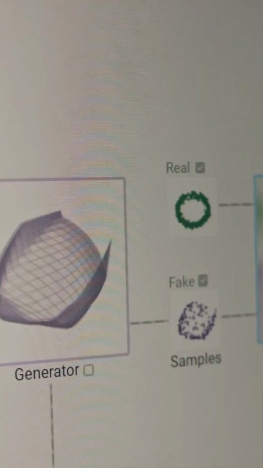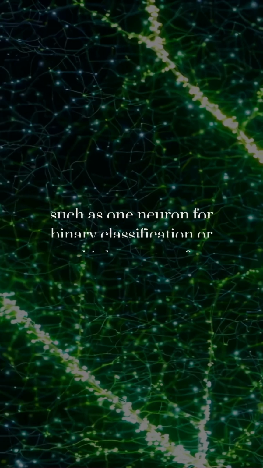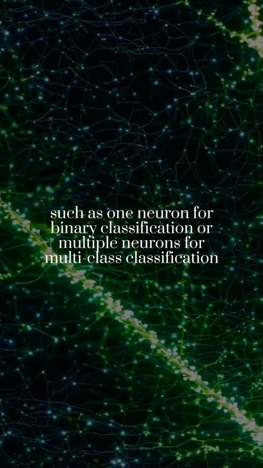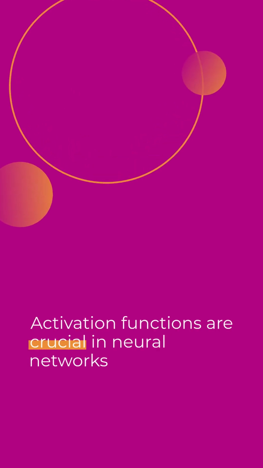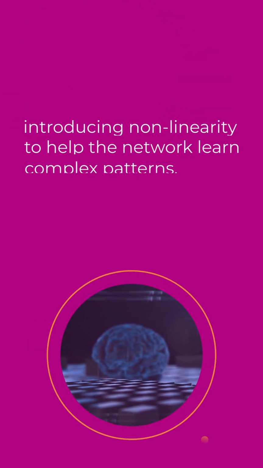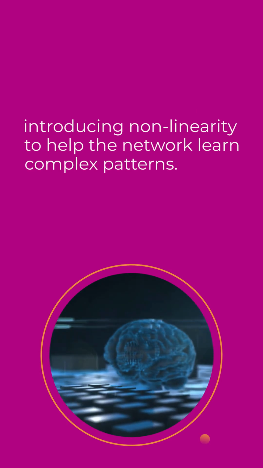The number of neurons in this layer depends on the task, such as one neuron for binary classification or multiple neurons for multi-class classification. Activation functions are crucial in neural networks, introducing nonlinearity to help the network learn complex patterns.